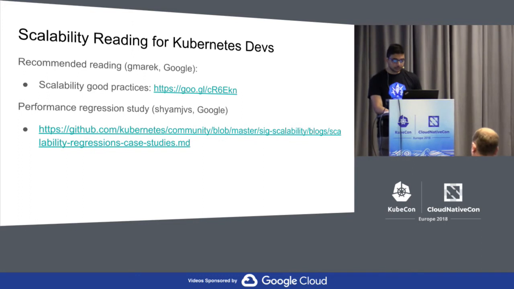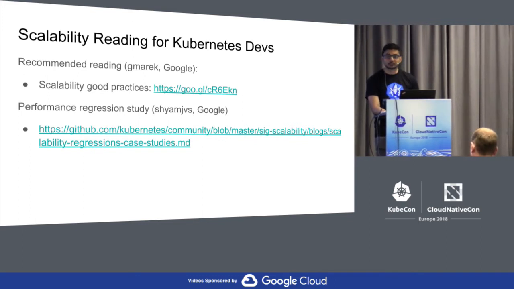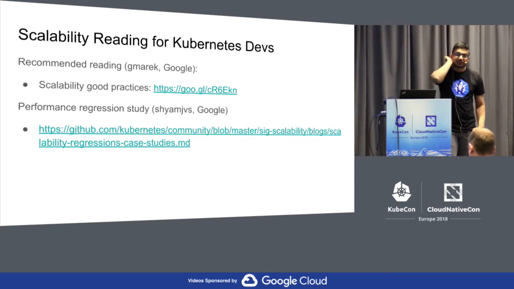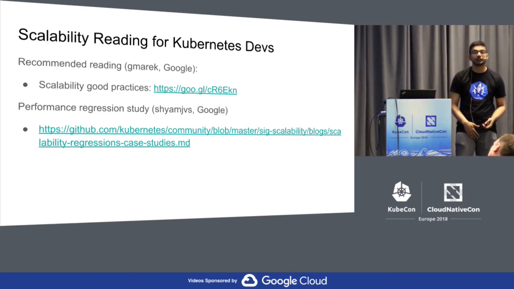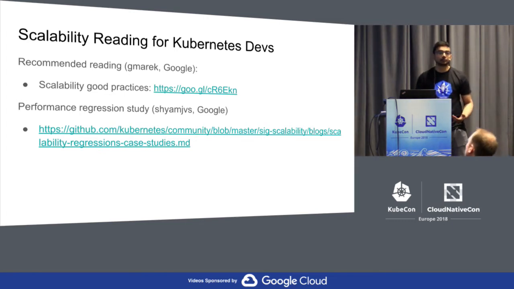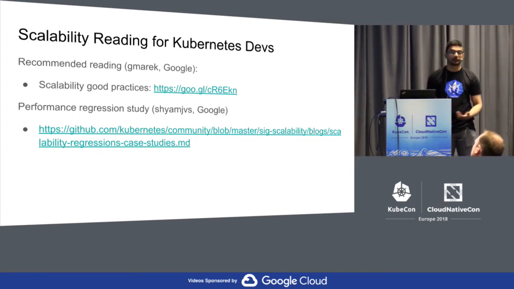Yeah. So the first doc has a few more important pointers, things to keep in mind when you're trying to build a scalable cluster. And the second one is a doc I recently wrote. It is basically a composition of small stories around the kinds of scalability regressions that we saw in the past in the project.